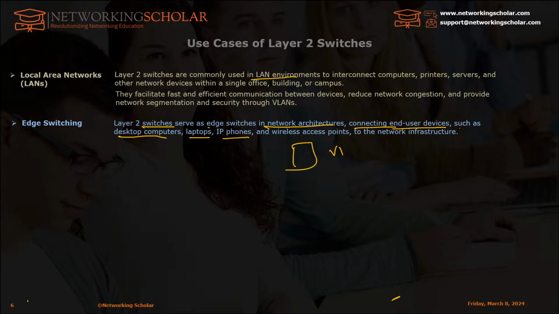Then there is IGMP snooping, which we already discussed. Then we have distribution switches. We already discussed the three-tier architecture: core, and then distribution.